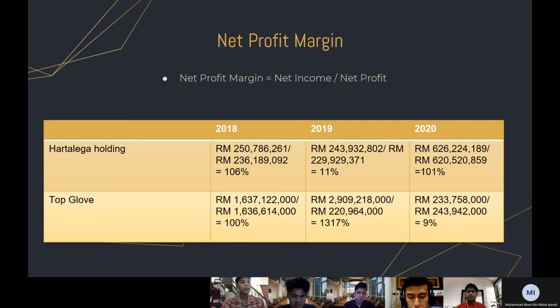While for Top Glove, this company's net profit margin in 2018 was very low with only 9%. With only 9%, it is because the company had high costs in its operation. Different from 2018, in 2019 and 2020 this company showed a great performance with a very high net profit margin. Maybe the reason for this great performance is that they practice strong pricing strategies for their product. And next slide.